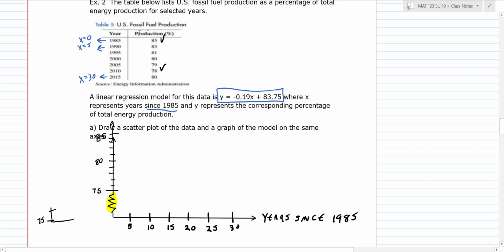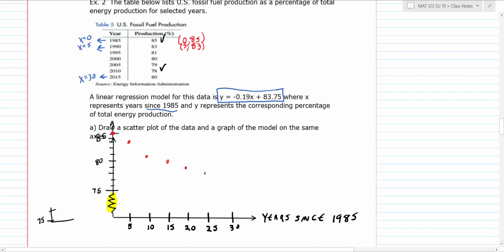Then we just plot the points. So see, this point right here is 1965. It's really the point (0, 85). So we just put a dot there. The next point is (5, 83), and so forth. So we go to 5, we go up to 83, then we go to 10, and that's at 81. And then we go to 2000, so that would be right at 80. And then we go to 2005, which would be 79.